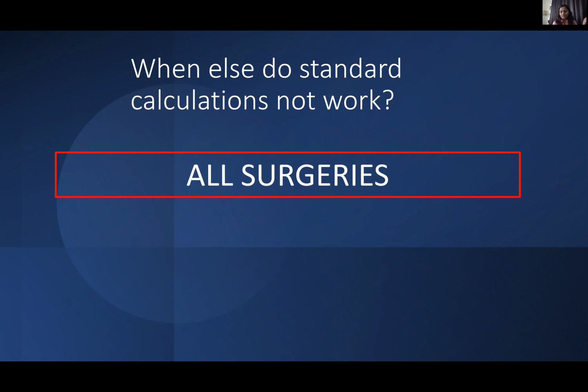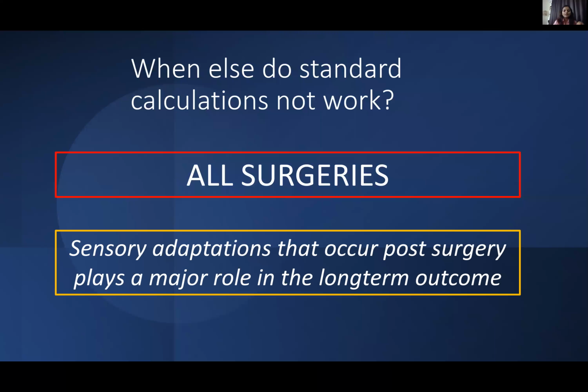What is the reason why that doesn't happen? The sensory adaptation that occurs post-surgery plays a major role in the final deviation that is achieved. Of course, on the first post-op day, what you see depends very much on your surgical technique, the numbers that you calculate, the amount of recession and resection. Whereas the eventual outcome, once you see the patient after 2 months, the same amount of surgery for the same amount of exotropia will not give you the same kind of result, because of the sensory adaptations that occur.